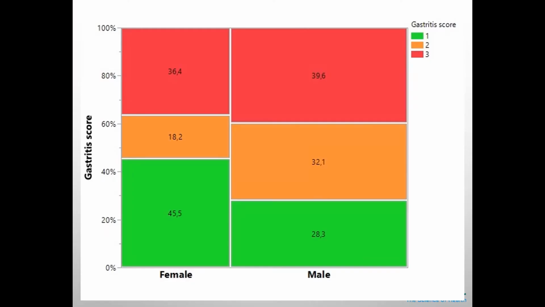Just in terms of males and females, there was only a slight difference, and this isn't really statistically significant, but it was slightly worse in males than in females.